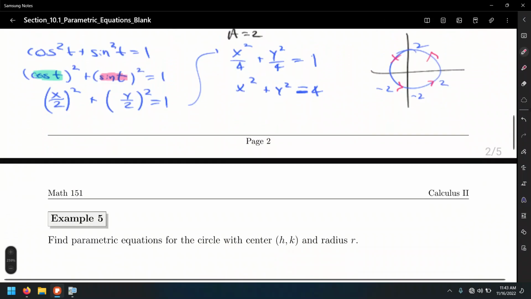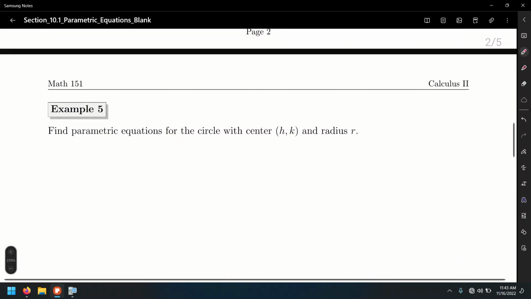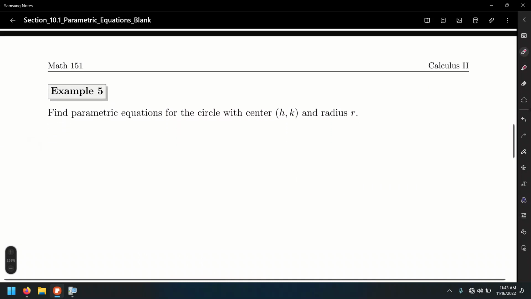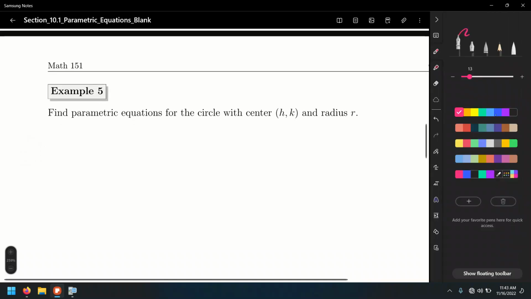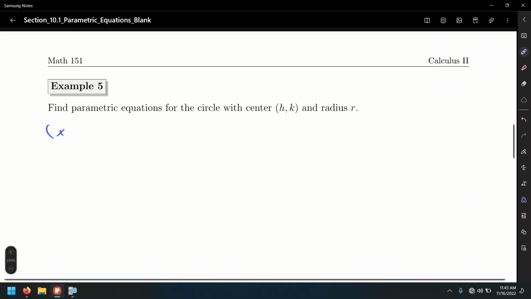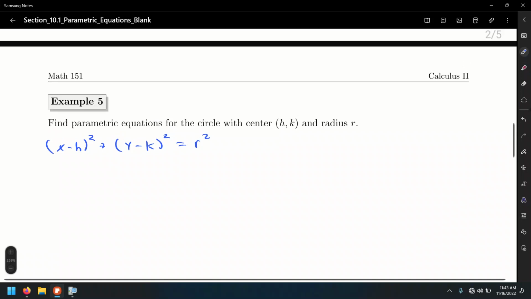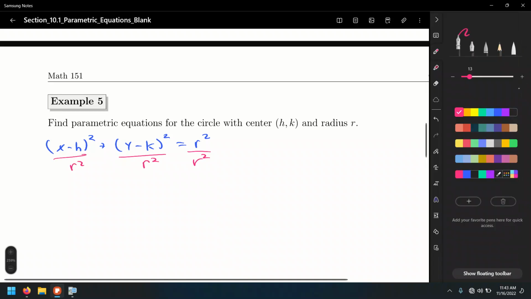So we're going to generalize this. We're going to find a set of parametric equations for the circle centered at (h, k) and has a radius of r. So let's start with the equation (x minus h) quantity squared plus (y minus k) squared equals r squared. Well, the trick to get from the rectangular equation to the parametric equation is to make sure that we have a 1 on the right hand side of this equation, because we're going to rely on the Pythagorean identity, cosine squared plus sine squared equals 1.